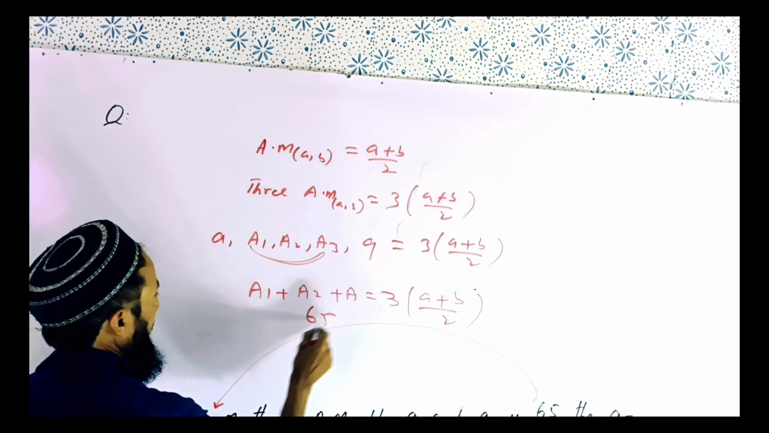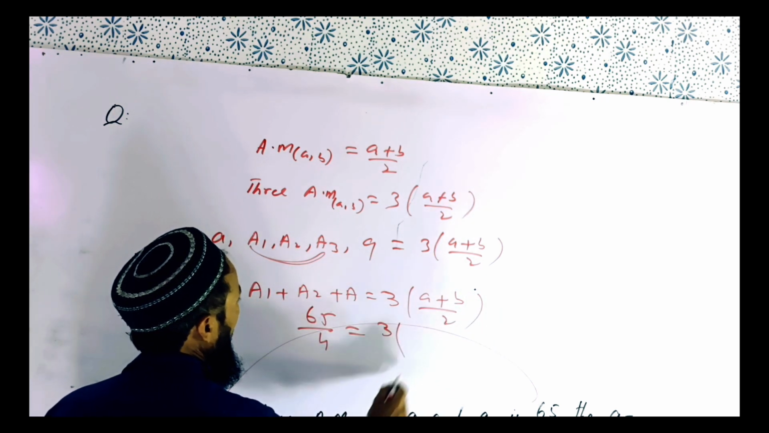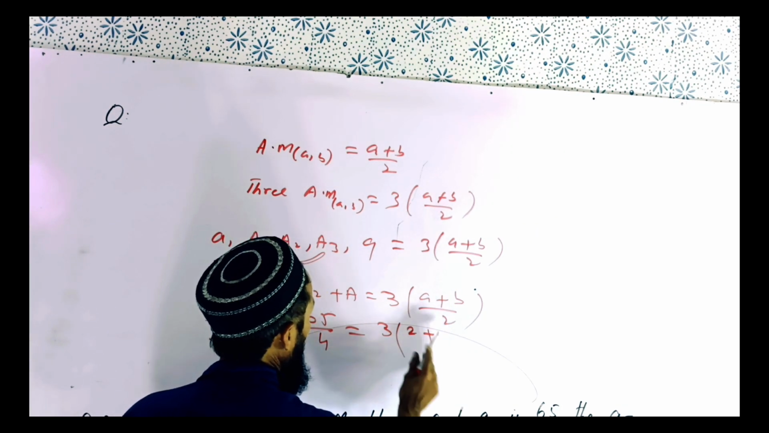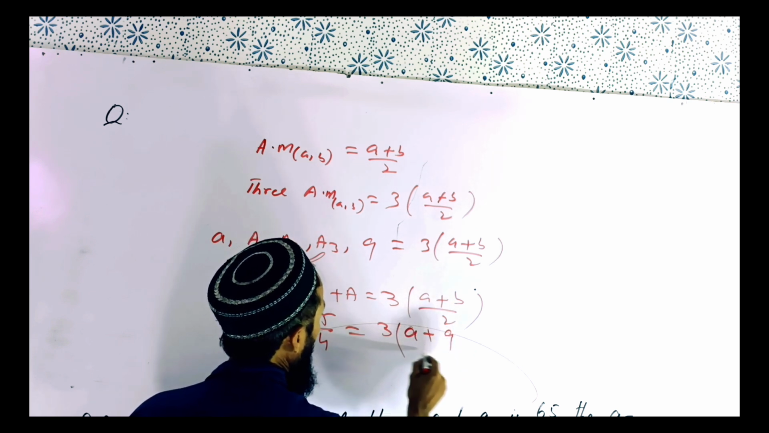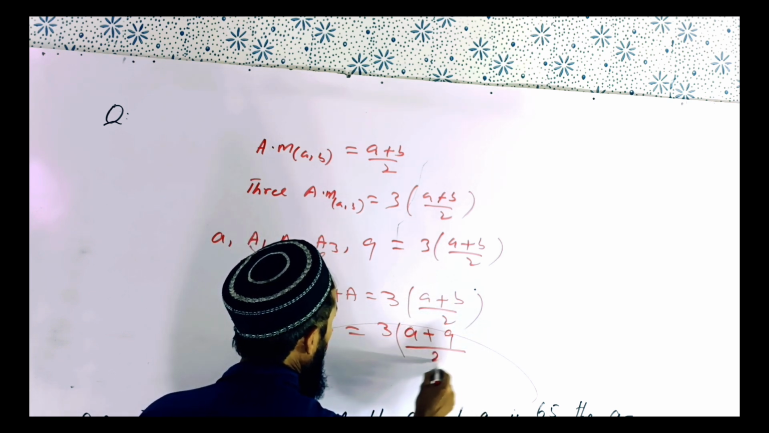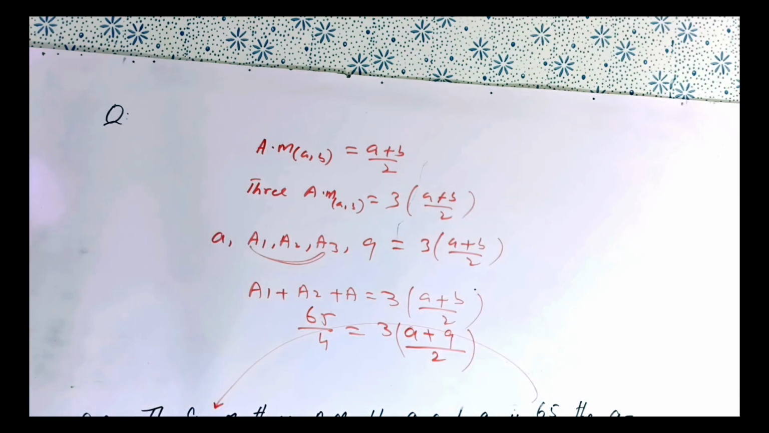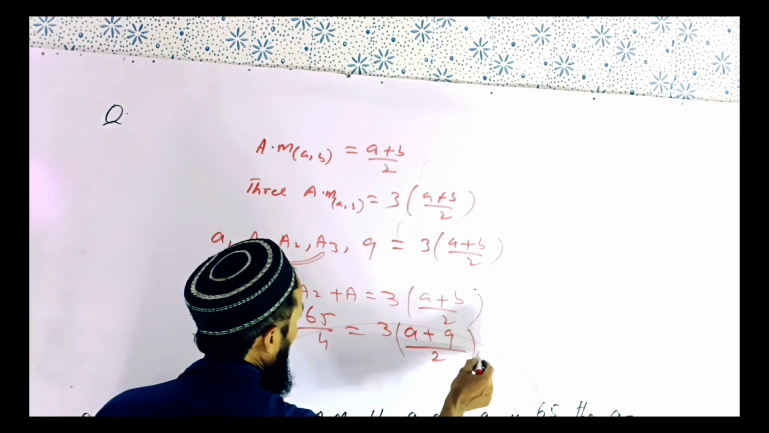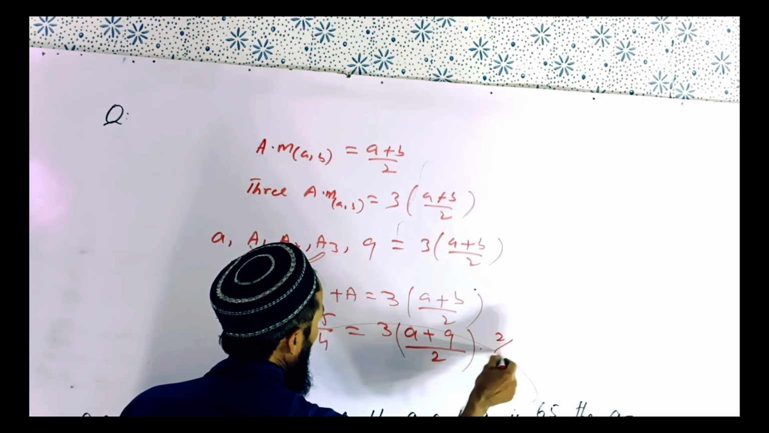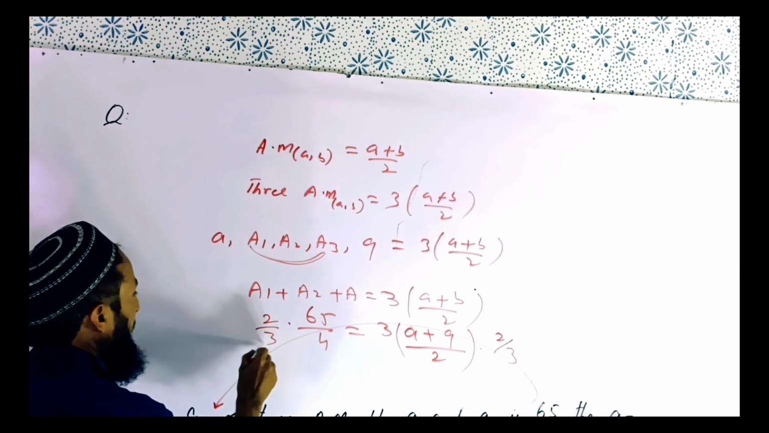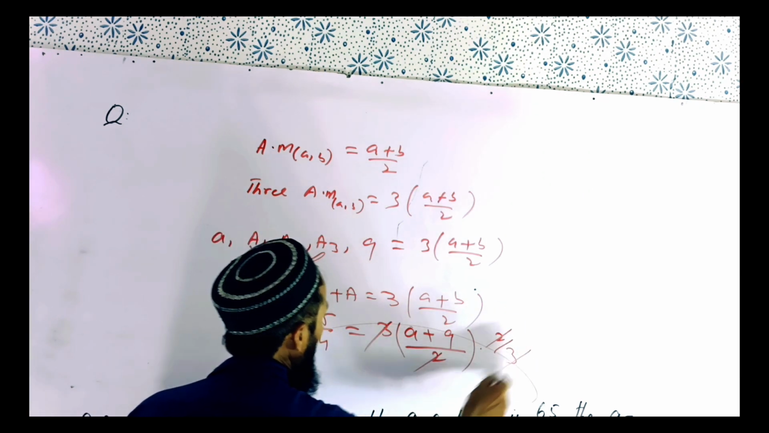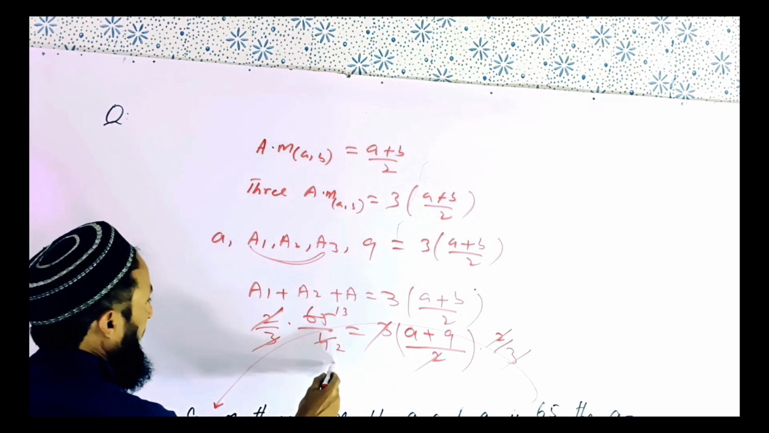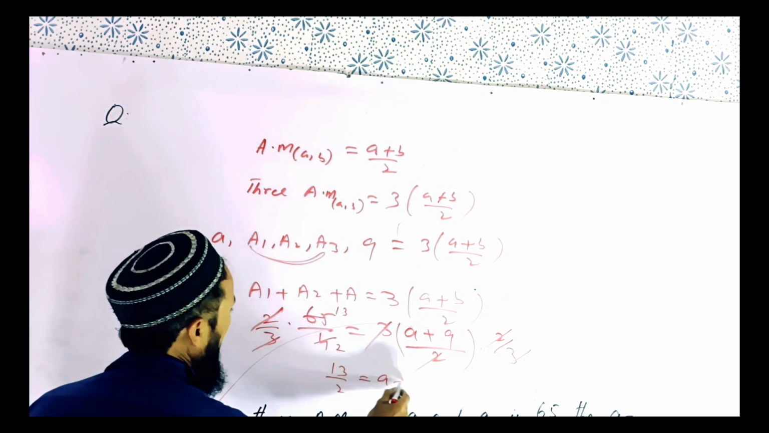So that will be 65/4 equal to 3 times (a + 9)/2, where b is equal to 9. We are required to find the value of a. Multiplying both sides by 2/3, we get 13/2 is equal to a plus 9.